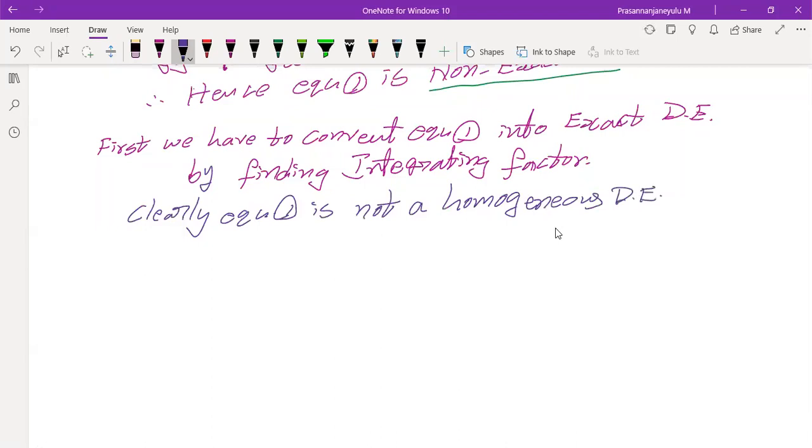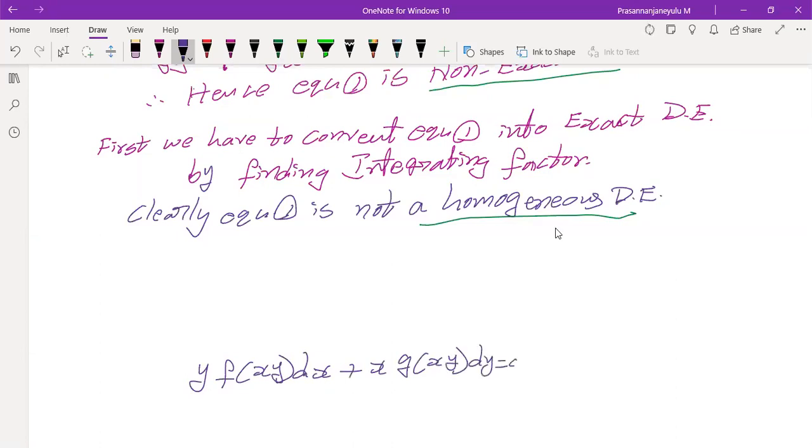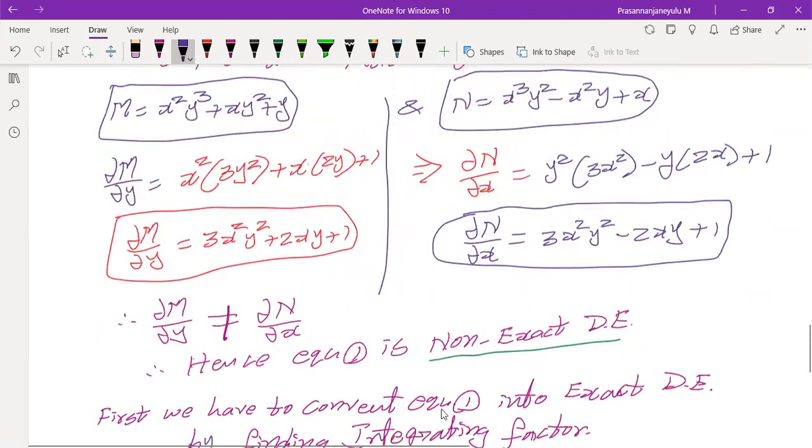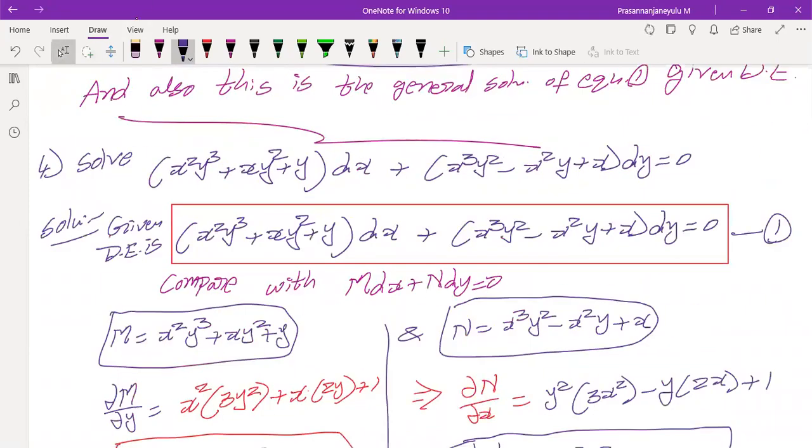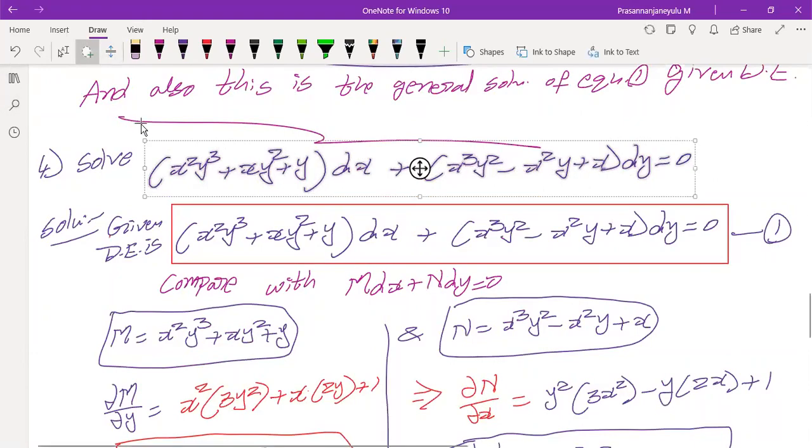Whenever it is not a homogeneous differential equation, what is the next condition we have to check? We have to check whether it is in the form of y into a function of xy into dx plus x into a function of xy into dy equals 0 or not. For checking that, taking the given differential equation number 1 as it is, can we take y common from the dx coefficient?